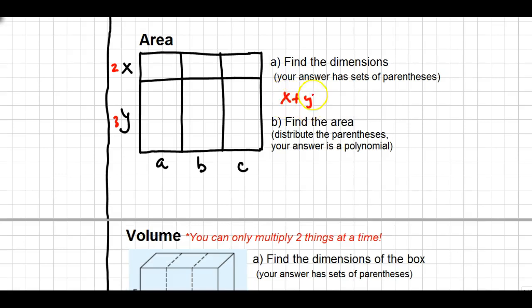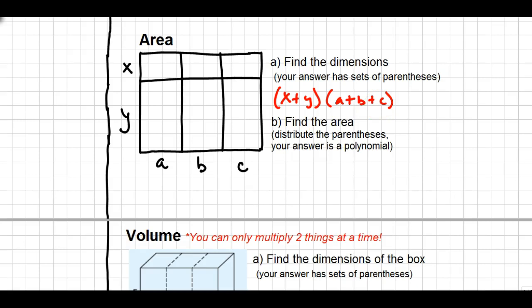So to find the dimensions here we'd say x plus y, and on the bottom here we'd say a plus b plus c. So those are the dimensions. And that's one thing that they may ask you to do when they give you an area picture. They might ask you to find what those dimensions are. Keep in mind that you're just going to have chunks of parentheses and you're not really going to do much with those. If they ask you now to find the area, you would go ahead and do the extended distributive property to get the answer.